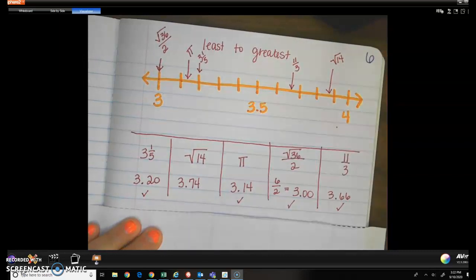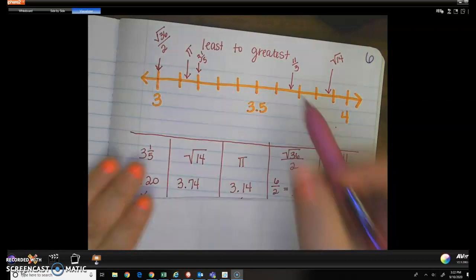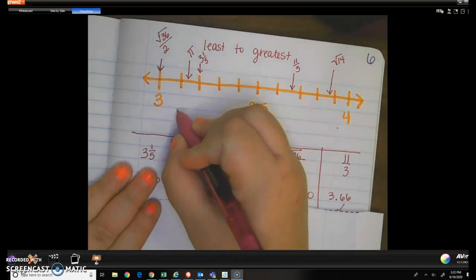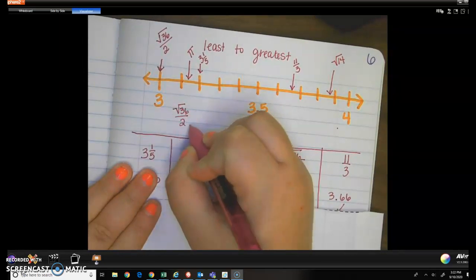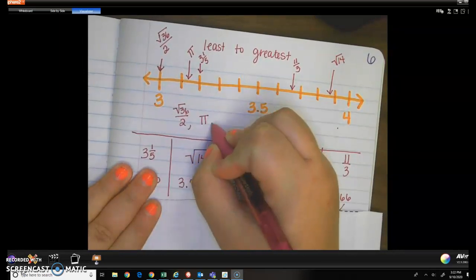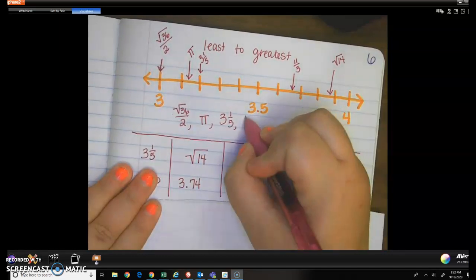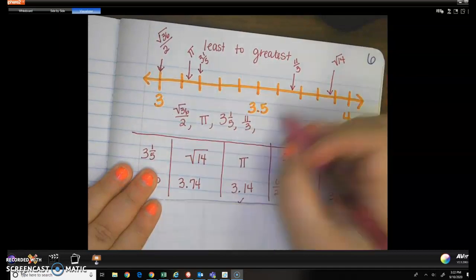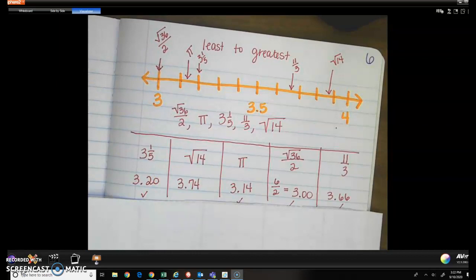Now I'm going to say this multiple times. Be sure to put it back into its original numbers. So when I put this in order from least to greatest, it's going to be square root of 36 over 2, comma pi, 3 1/5, 11/3, and square root of 14. So the trick is to change them all to the same working form. Decimal is the easiest working form with 2 decimal spots, and then put them in order from there.